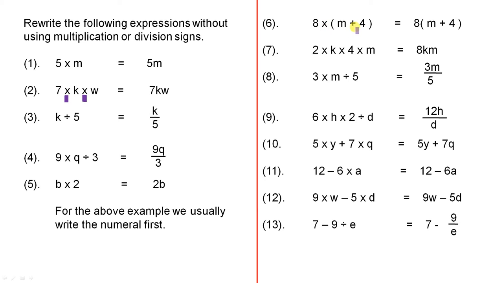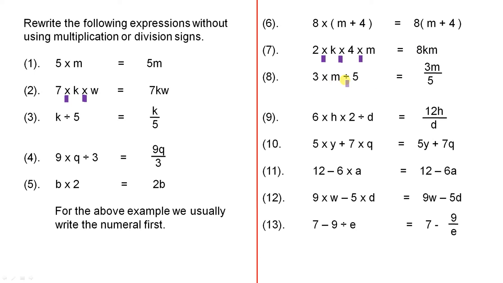8 multiplied by m plus 4 is actually 8 outside the brackets m plus 4. The sign here that you don't see is multiplication. 2 multiplied by k multiplied by 4 multiplied by m. So here are the multiplication signs here so we don't get confused. See there? 2 times 4 is 8, and then we have km. So that's 8 multiplied by k multiplied by m.